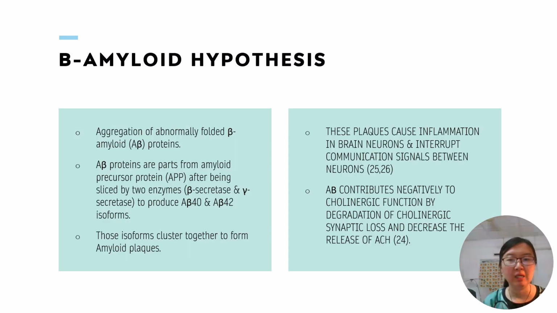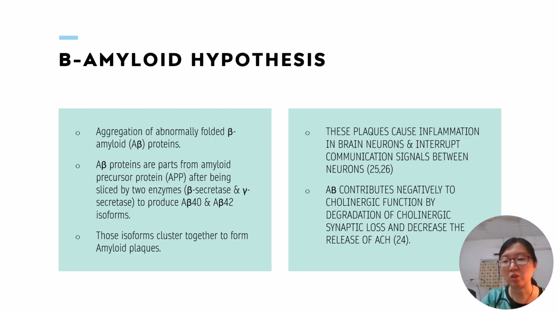learning. The beta amyloid hypothesis believes that AD is caused by an aggregation of abnormally folded beta amyloid proteins. These proteins are actually parts of amyloid precursor protein, APP, after being sliced by two enzymes known as beta and gamma secretase to produce the isoforms amyloid beta 40 and 42. Hence, those isoforms are actually metabolic waste products which clustered together to form the plaques in AD. And these plaques cause inflammation in brain neurons, interrupting the communication signals between neurons.